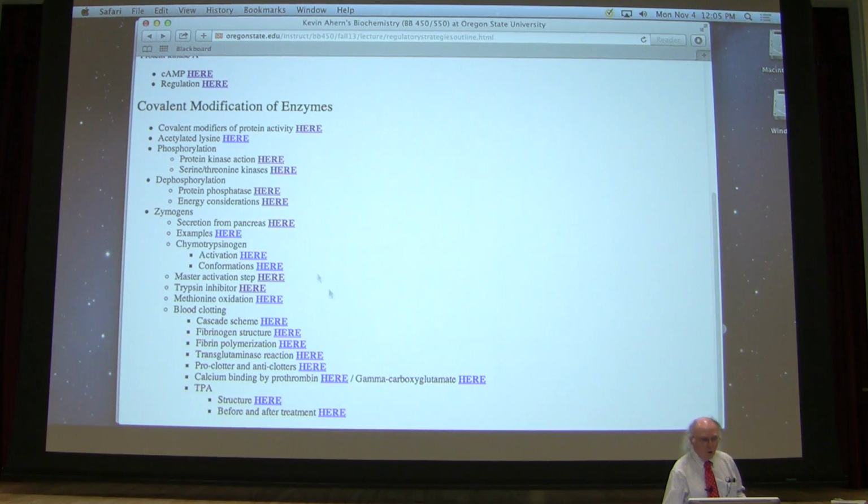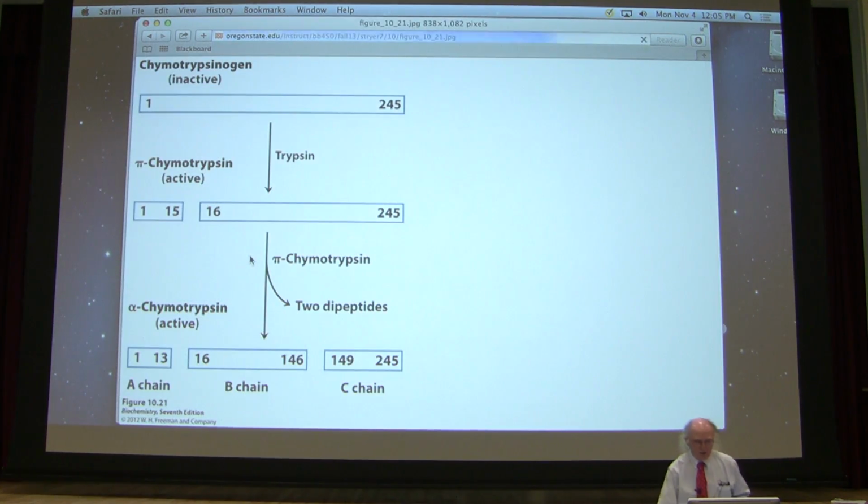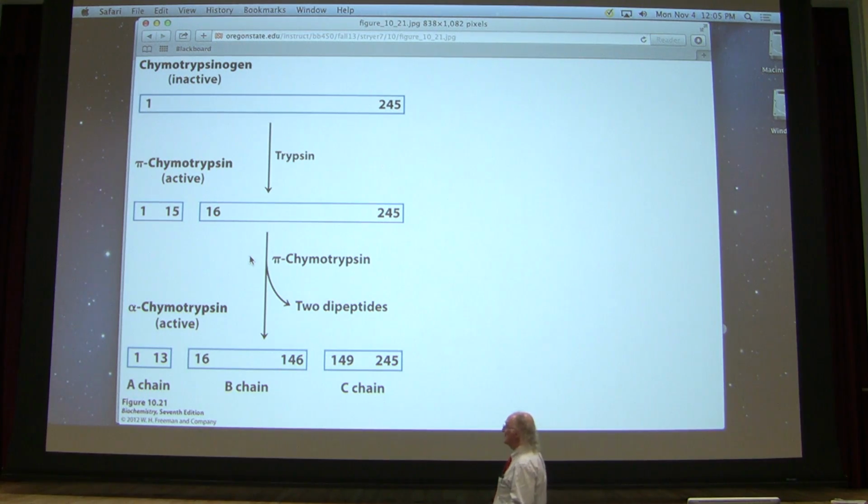Well, let's look a little bit more closely at chymotrypsinogen and see what happens to it. So chymotrypsinogen is initially made as a protein that has 245 amino acids in one long stretch. That's chymotrypsinogen. It is inactive, as its name suggests. And cleaving of chymotrypsinogen by trypsin creates a break in a peptide bond between residues 15 and 16. Okay? Now, this piece over here, 1 to 15, and this piece over here, 16 to 245, they don't go flying away.